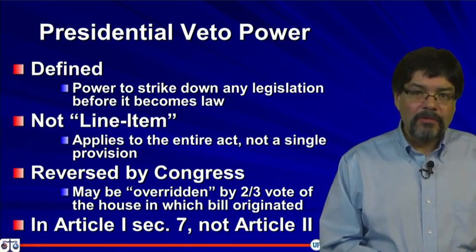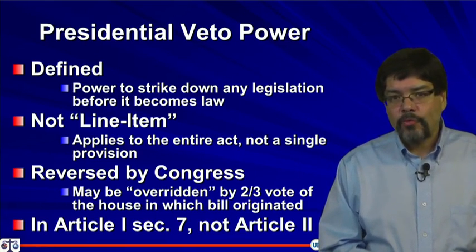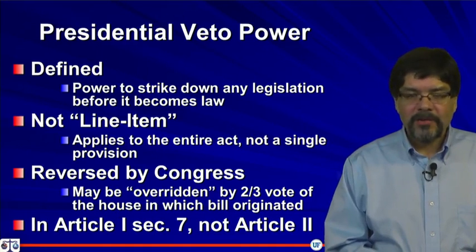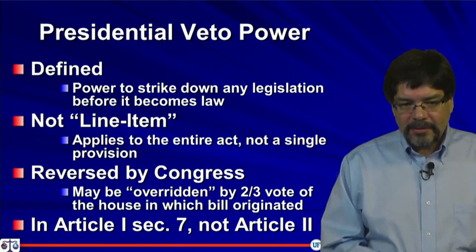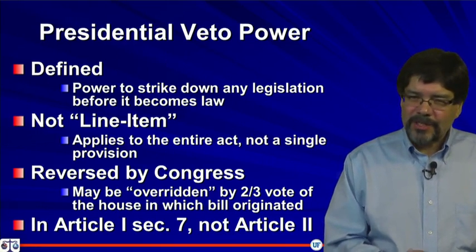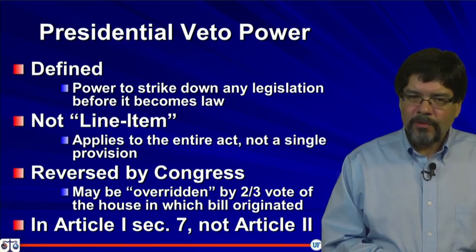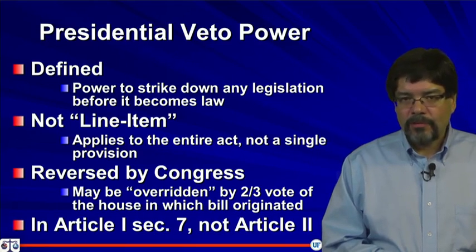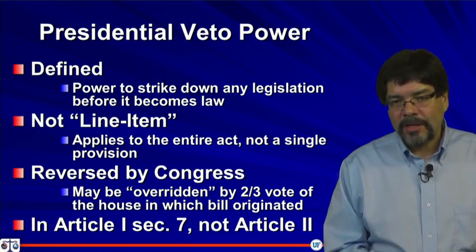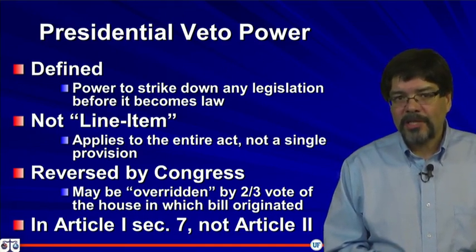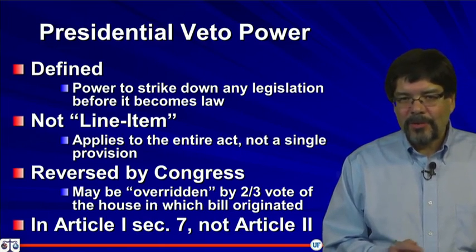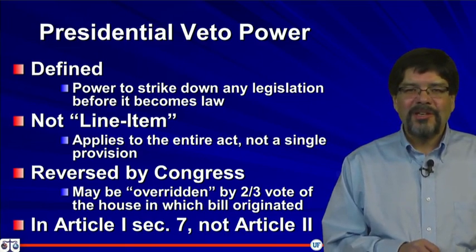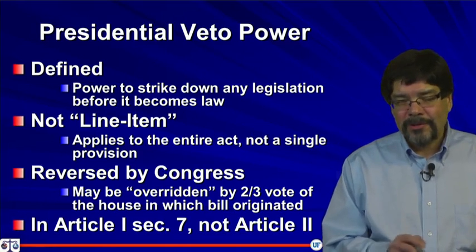A veto may be reversed by Congress by a two-thirds vote of the House in which the bill originated. Article 1 provides that. Interesting, because the veto override was not included together with the allowance of that authority in Article 2. It is actually included within the powers of the legislature. This is the relationship between the Congress and the president, one of those checks and balances that we will discuss later on.